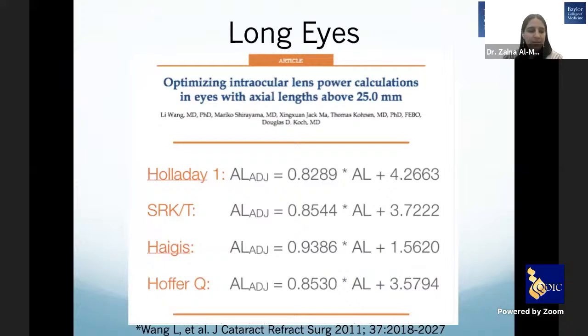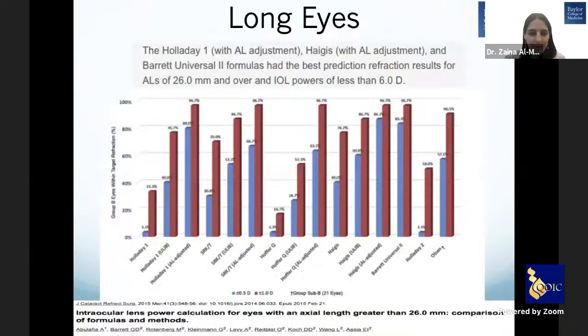So let's talk about long eyes, where patients used to get hyperopic errors until Lee Wang and Doug Koch from my group did a great study to show that if you optimize the axial length, and it's important to note, it's these 4 specific formulas: Holladay 1, SRK/T, Haigis, and Hoffer Q. You take the axial length that you get, put it into this equation, and you get a shorter axial length to avoid the hyperopic error.